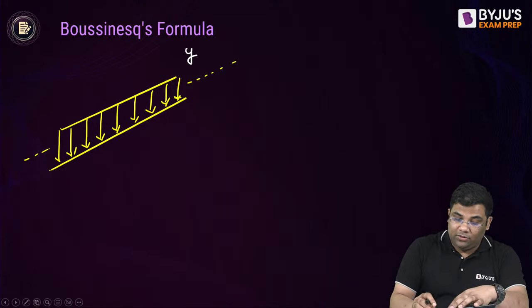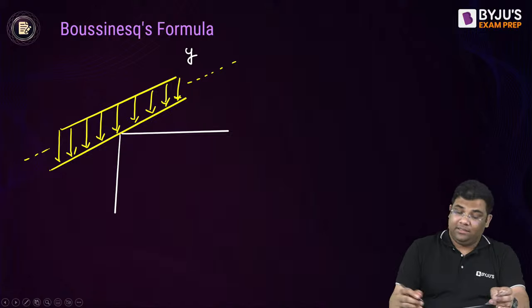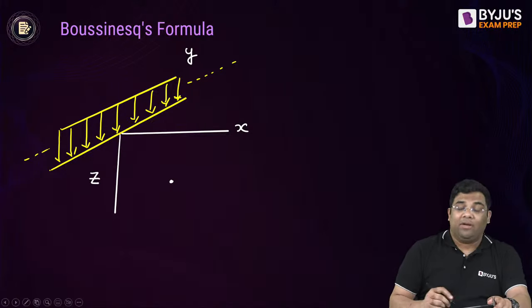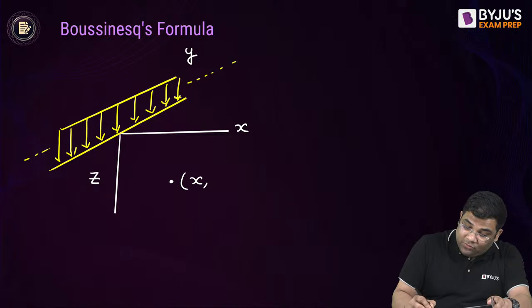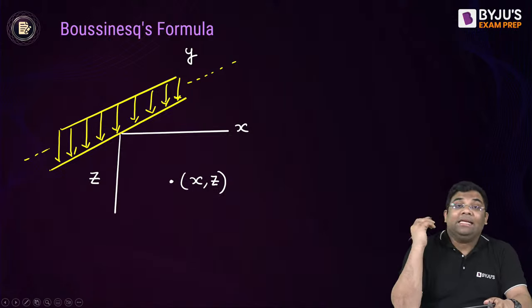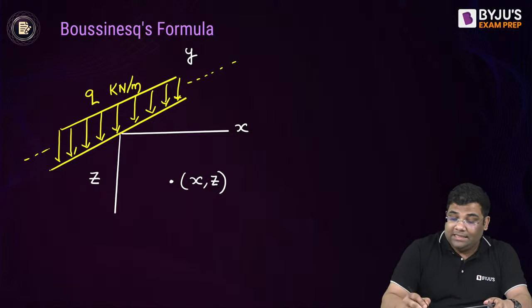Suppose this is your x-axis and this is your z-axis. Suppose we have a point here. This point will have an x coordinate and a z coordinate. So if x and z are the coordinates, then due to this load, small q, in kilonewton per meter, the stress increment at this point will be how much?